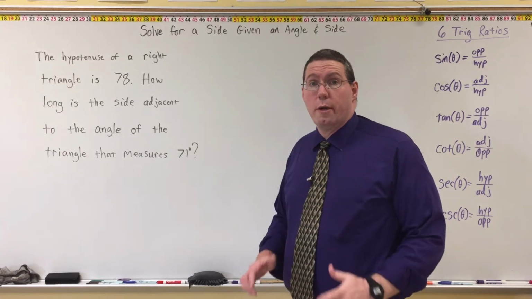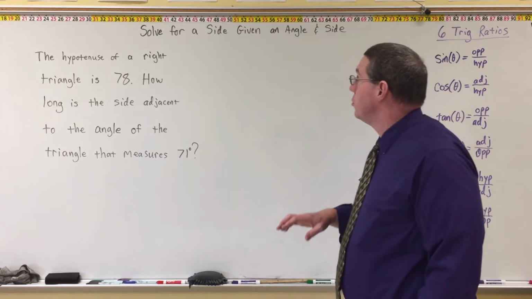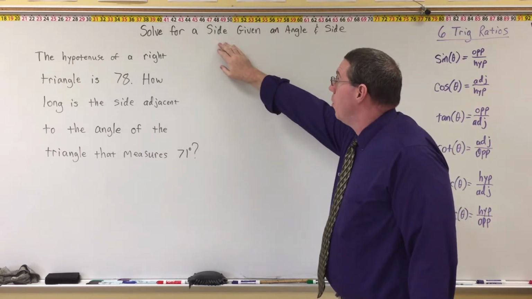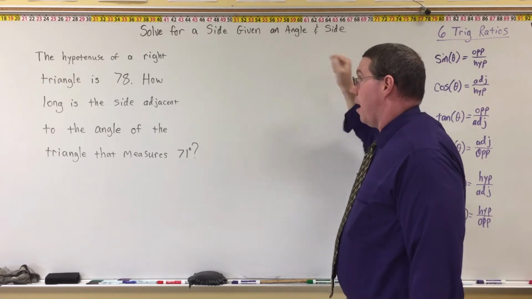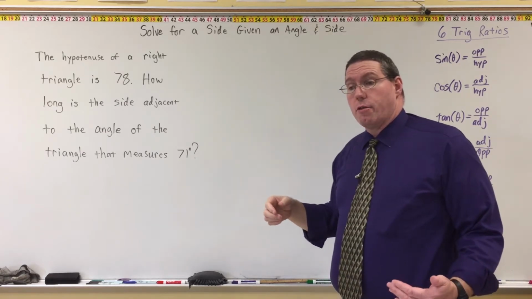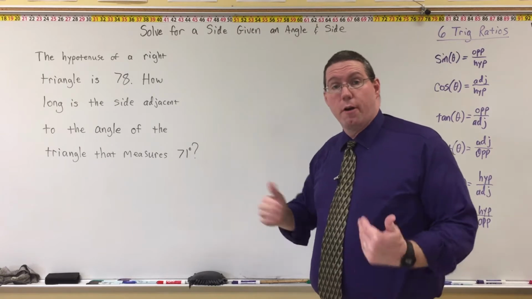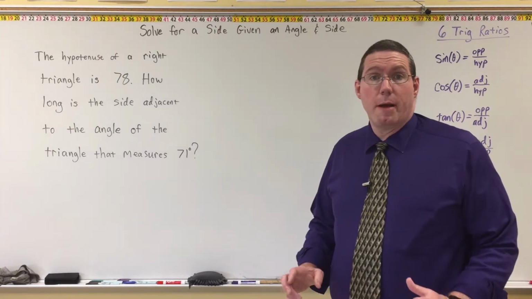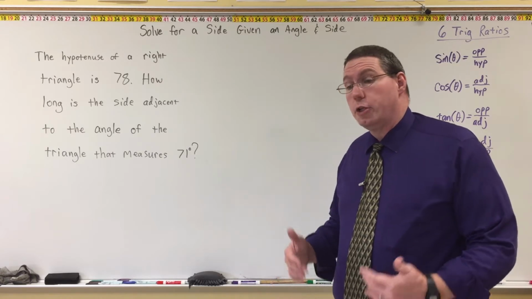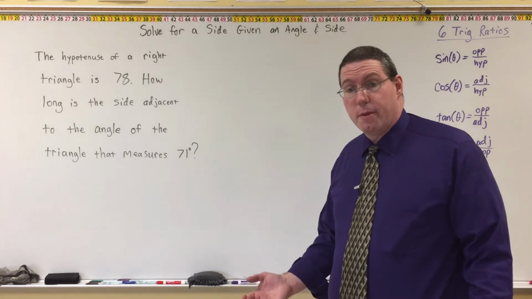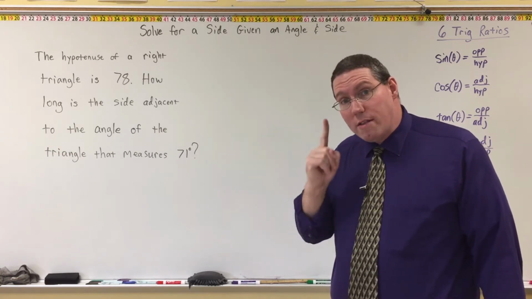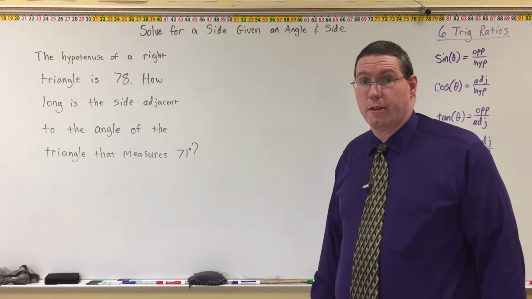All right, so in this part of the lesson we are going to learn how to solve for a side when we are given an angle and a side. A triangle has three sides, right? Under normal circumstances, in order to find the measure of the third side of a right triangle, you would need the Pythagorean theorem. But you can only use the Pythagorean theorem if you have two sides. If you only have the measure of one side, you cannot use it.